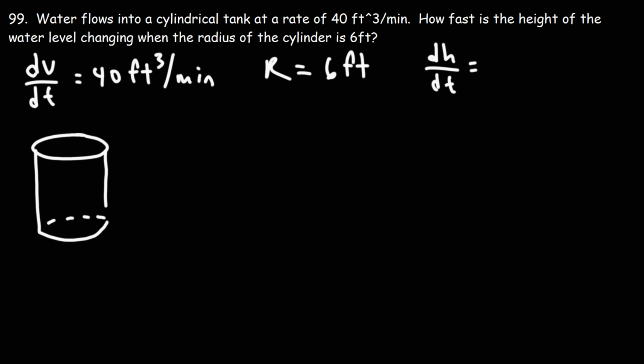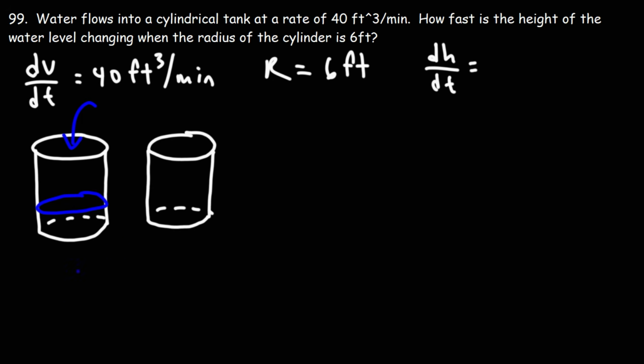So let's say this is the cylinder, and let's say there's water inside the cylinder, and we're adding water into it. As we add water to the cylinder, the height of the water level in this cylinder is going to increase. So here is H, and as we add water, H is going to go up. So dH/dt should be positive.